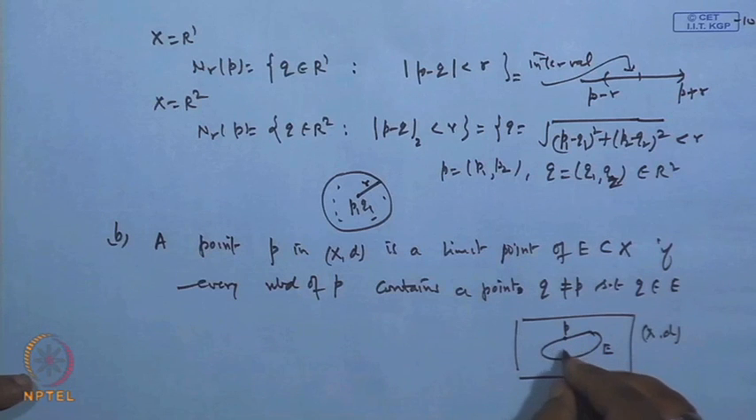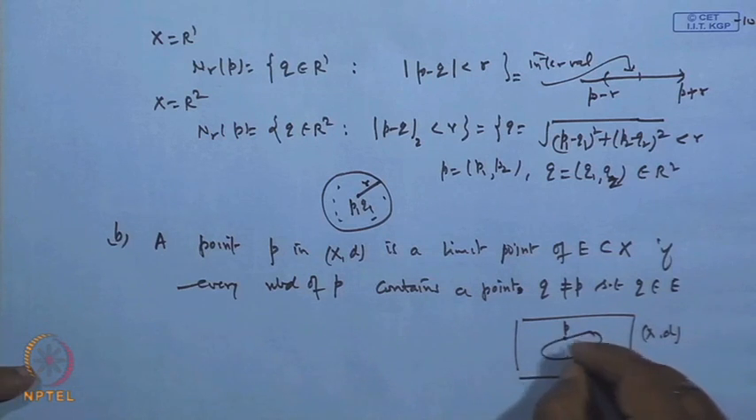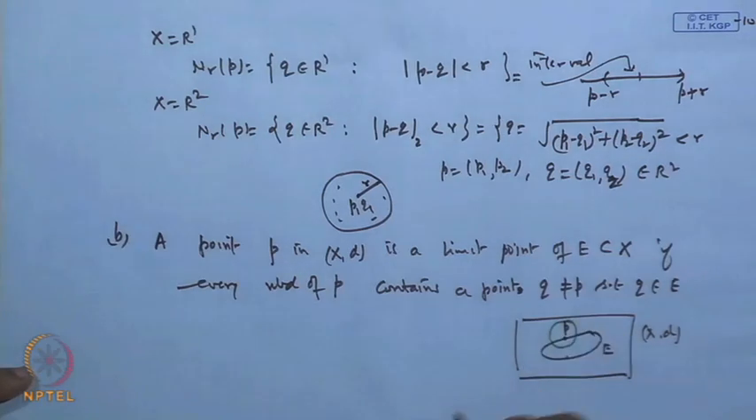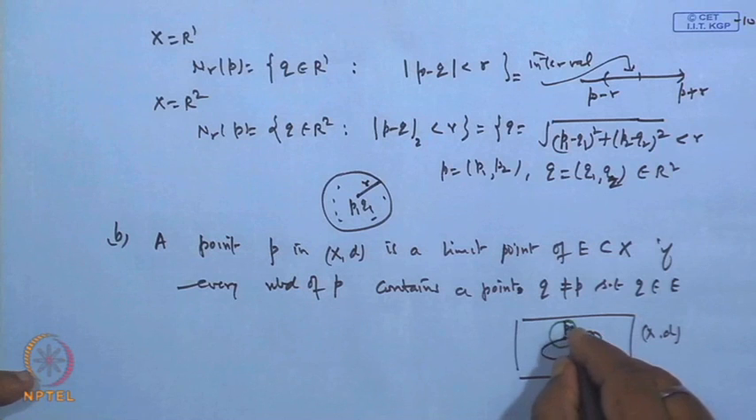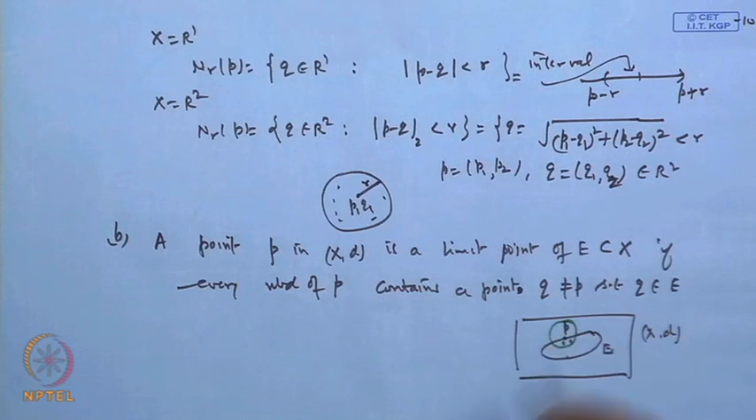Then P is called the limit point of this set if every neighborhood around the point P, suppose in R2 we draw a neighborhood like this, includes a point Q other than P which is in E. Then we say P is the limit point of the set E.